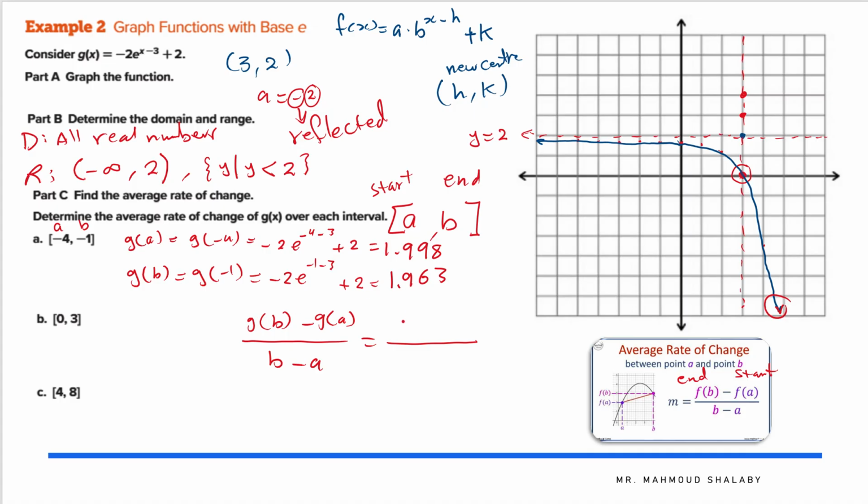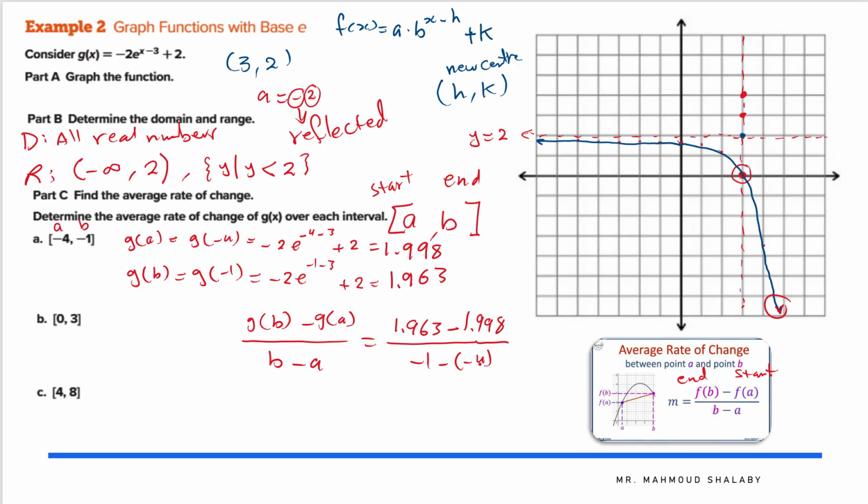G of B, we calculated it, 1.963 minus G of A, 1.998 over B minus A. B here is -1 minus -4. So we can write this on the calculator and see what is the result.